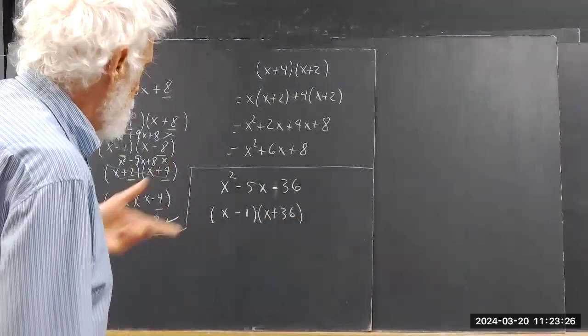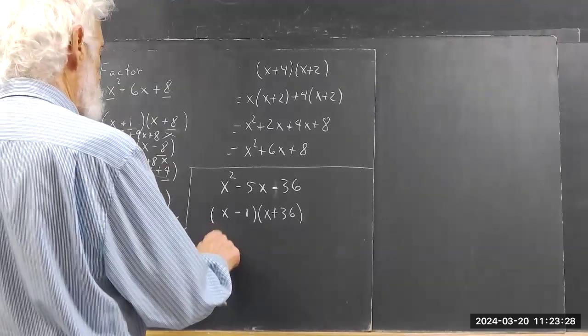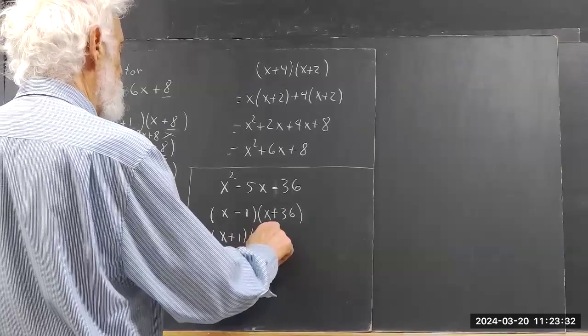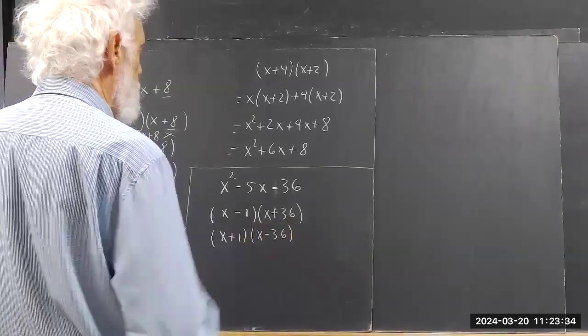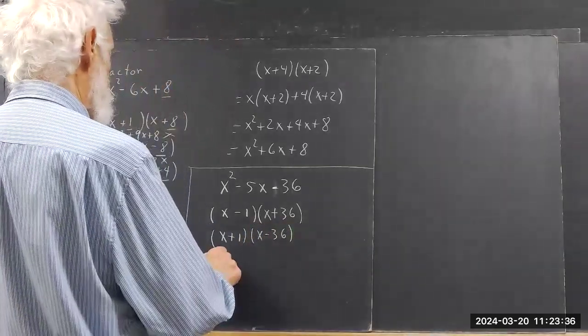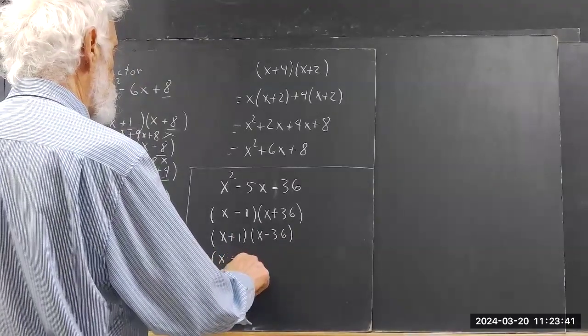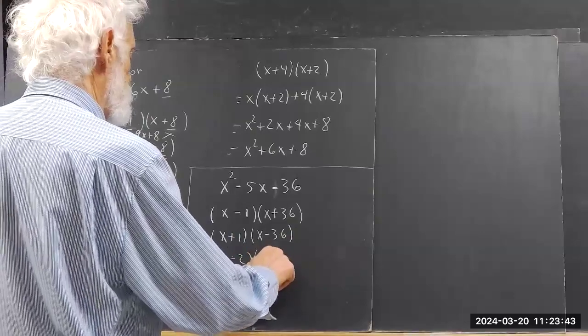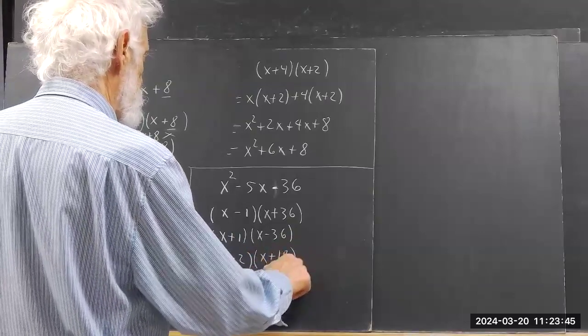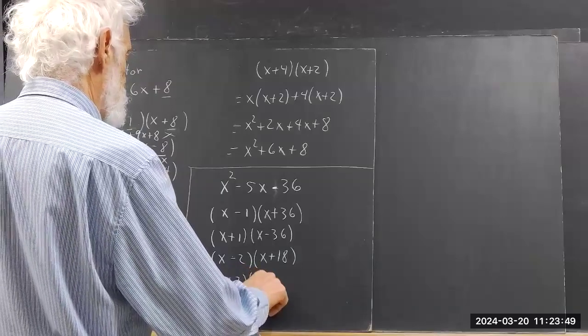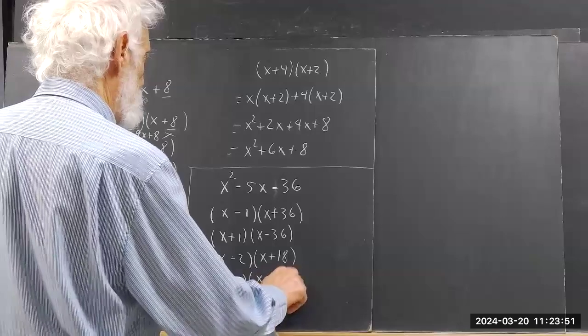Okay. Or x plus 1 times x minus 36. Or x minus 2 times x plus 18. Or x plus 2 times x minus 18.